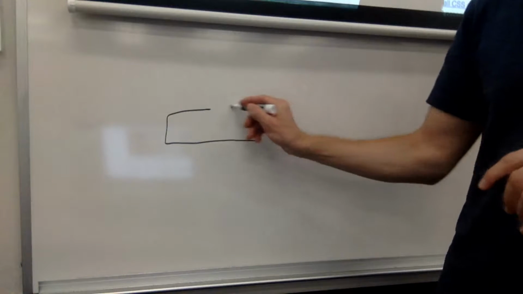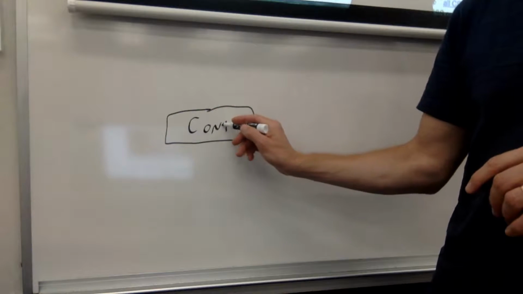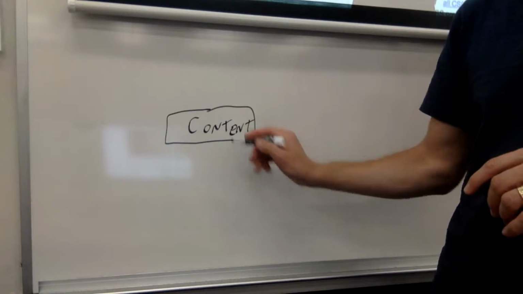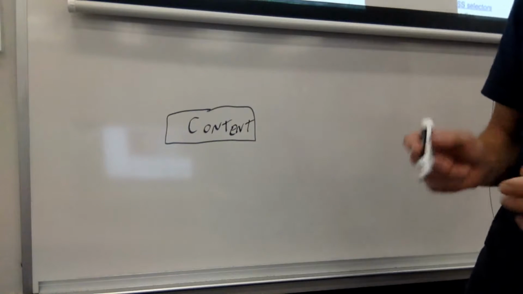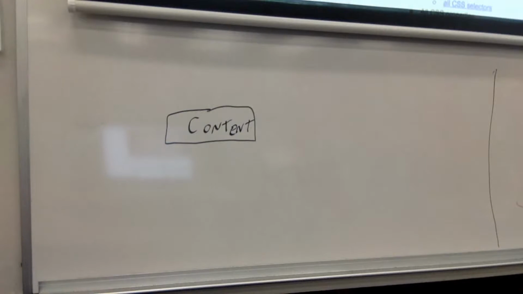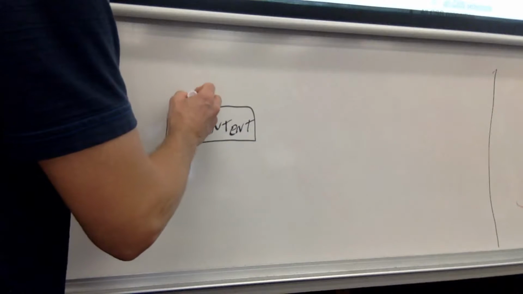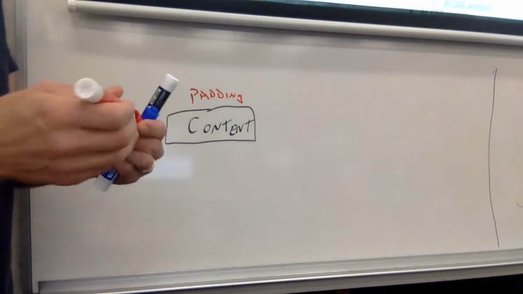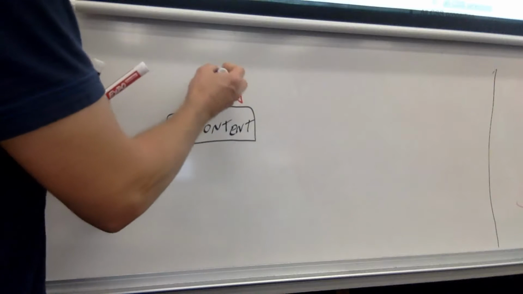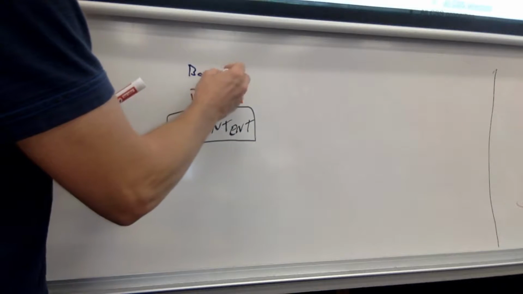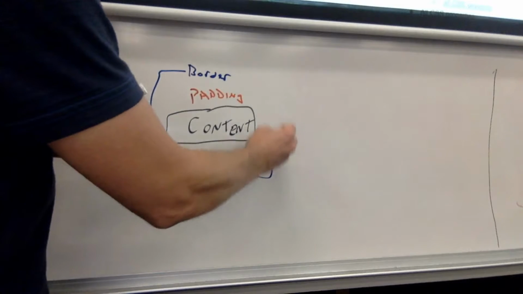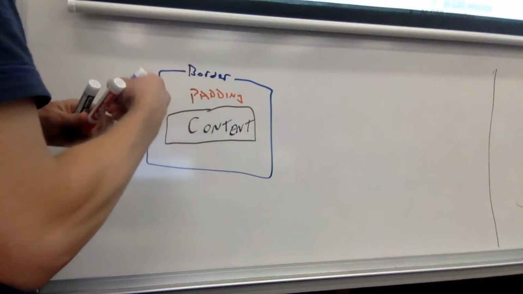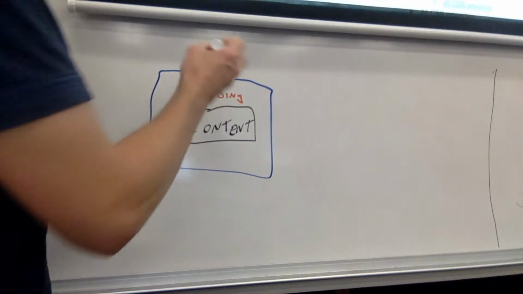So everything on the web, right, is a box. And that's content of some sort. Okay? And so each box then also has padding around the box, and then it has a border, and then it has, I wish I had another color, I don't, sorry, a margin.